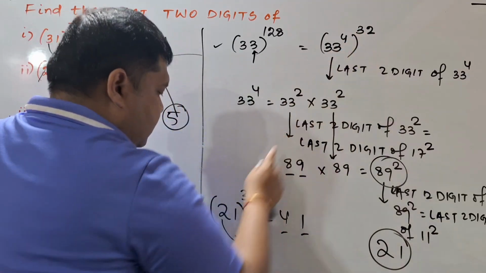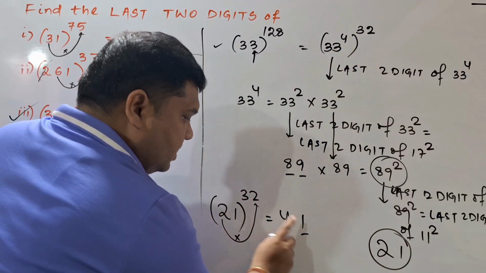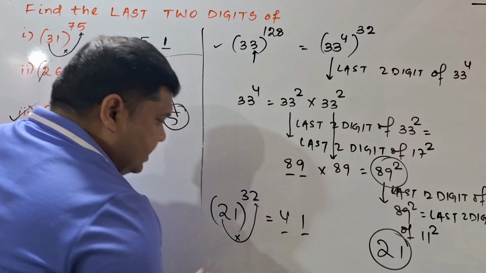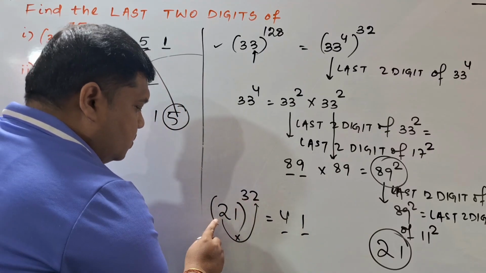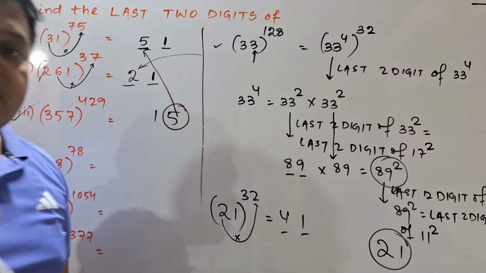Now the power is 32, and the base ends in 1, so the unit place is 1. How to find the tens place? Multiply 2 with 2. This is 4. So the answer is 41.